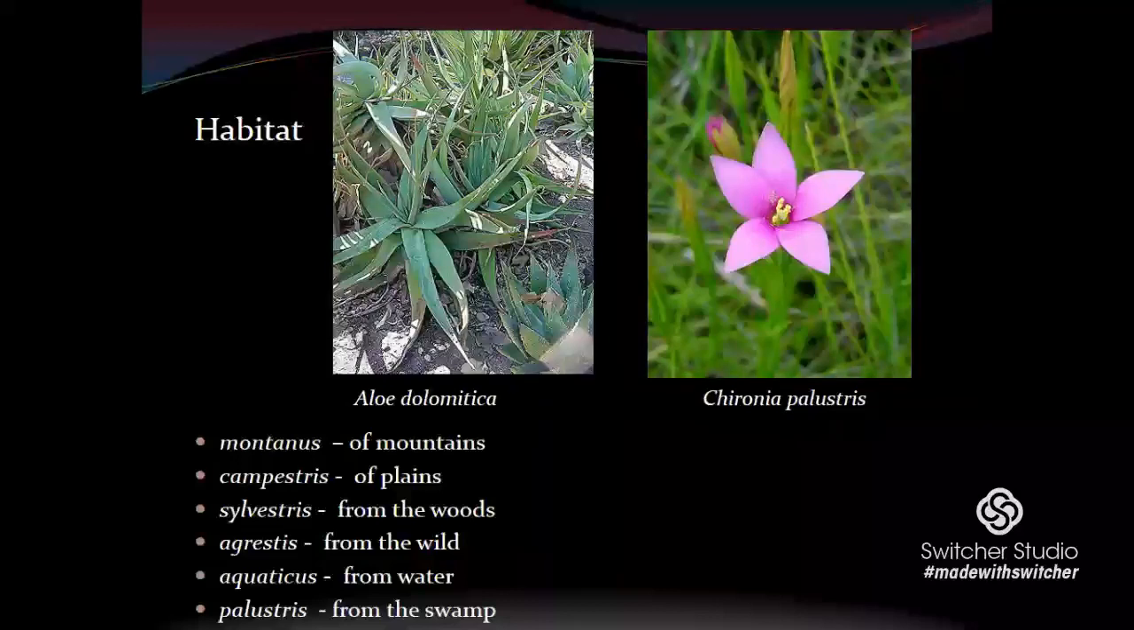This is a common way of naming. There's some typical ones. Montanus, of mountains. Campestris, of plains. Campus is a plain, like the place where you study, which is an open plain. Silvestris, of the wood, as in sylvan. Agrestis is an agrarian, of the land. Aquaticus, there is the water one.